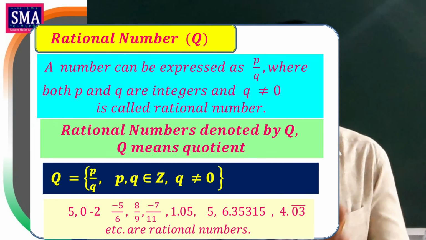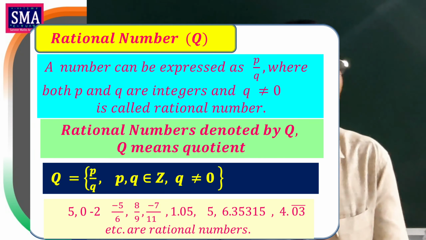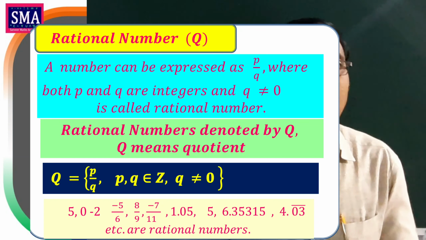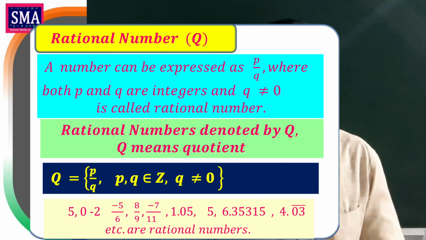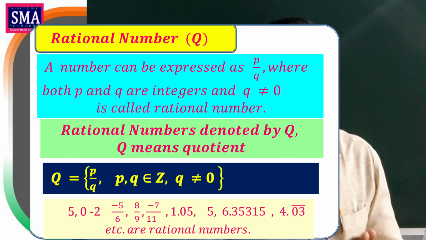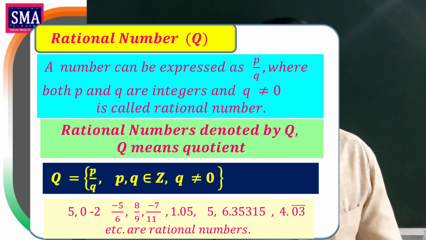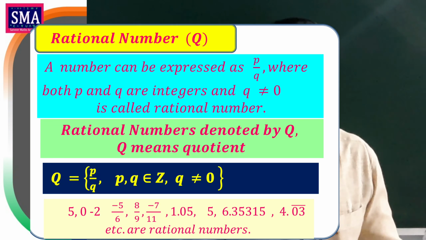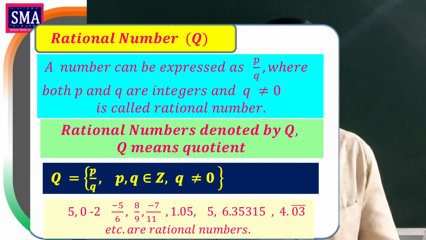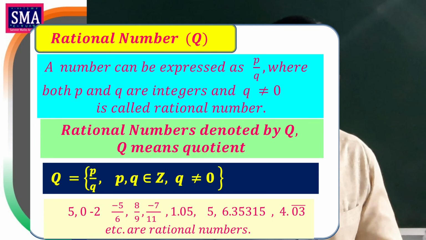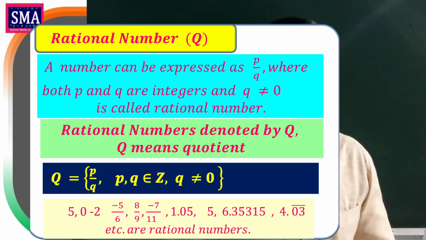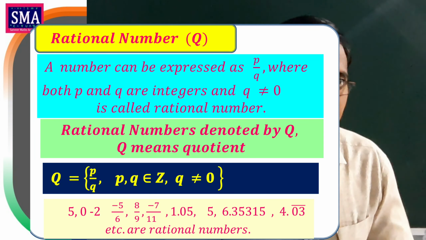Rational numbers are denoted by capital Q. Q means quotient. Q is equal to the set of p by q, where p and q are integers and q not equal to 0. This is the rational number form. For example, 5, 0, minus 2, minus 5 by 6, 8 by 9, minus 7 by 11, 1.055. These are all rational numbers.